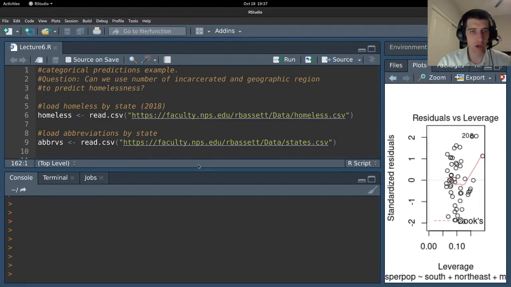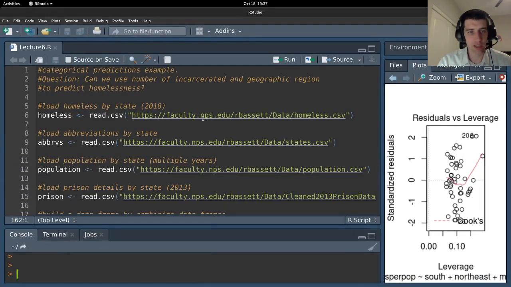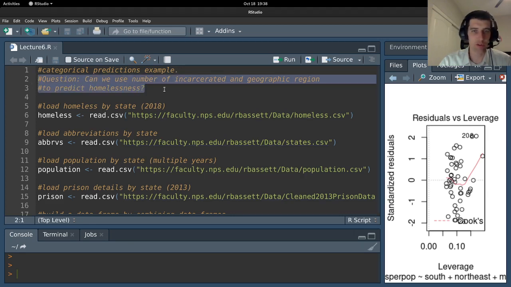So if I switch over to R here, the example that I'm going to work through is combining a couple of different CSV files. I got personally interested in this question. Two things which we hear a lot about in the news, and maybe just where I'm from in California, are homelessness rates and incarceration rates.